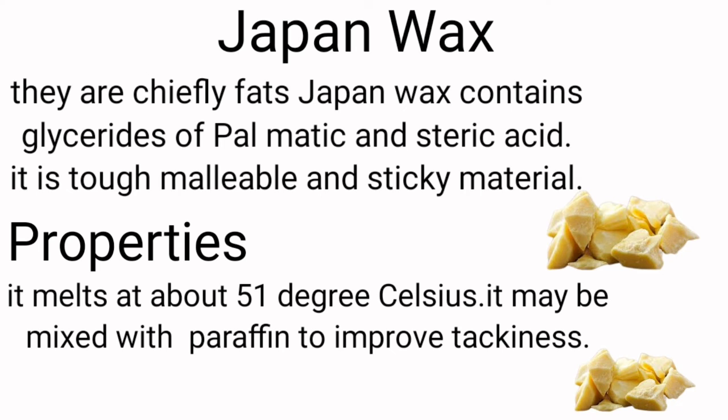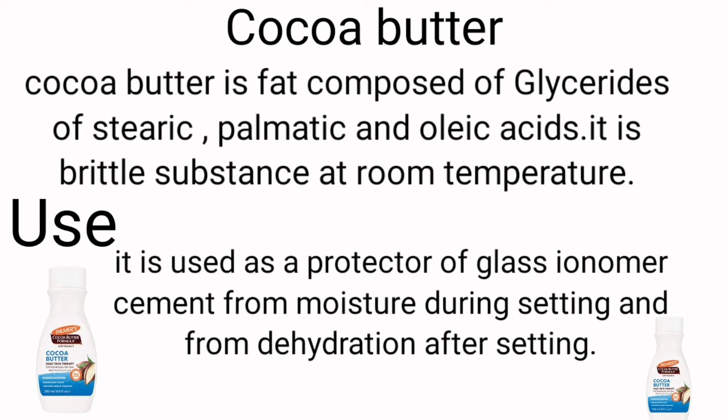Cocoa butter. Cocoa butter is fat composed of glycerides of stearic, palmitic and oleic acids. It is a brittle substance at room temperature. Use. It is used as a protector of glass ionomer cement from moisture during setting and dehydration after setting.